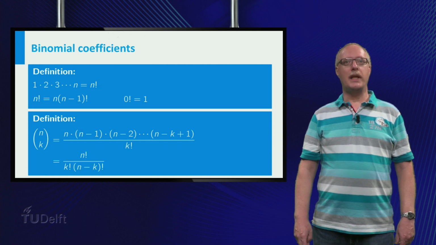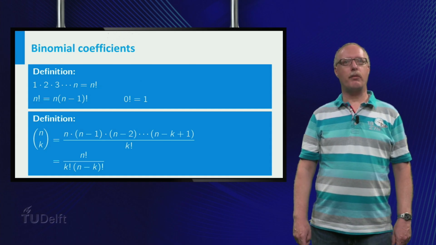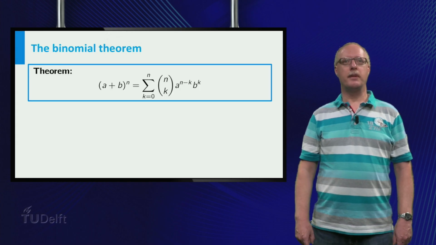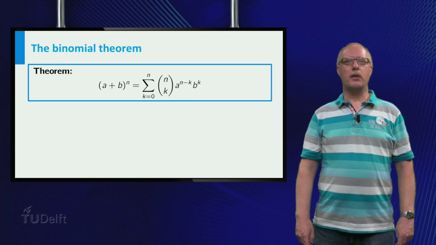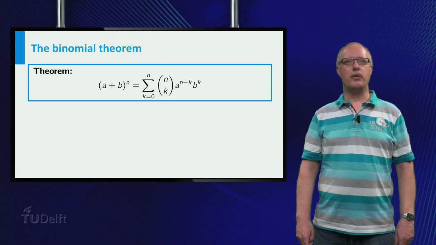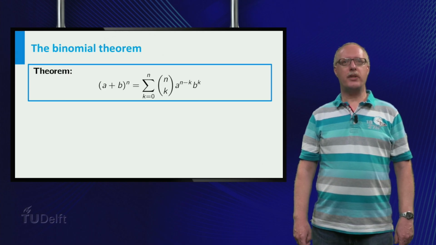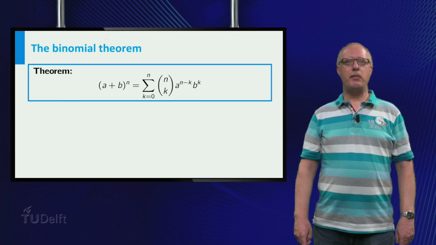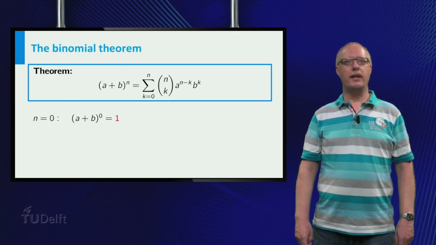Using the recurrence relation for the factorial, this can be written in the form n factorial divided by the product of (n−k) factorial and k factorial. Now the binomial theorem reads (a+b)^n equals the sum of n choose k times a to the power n−k times b to the power k.